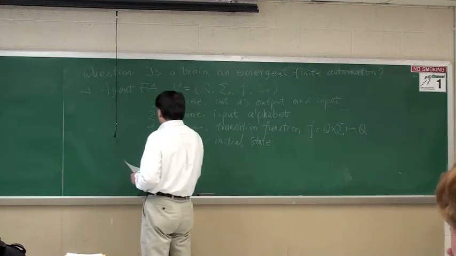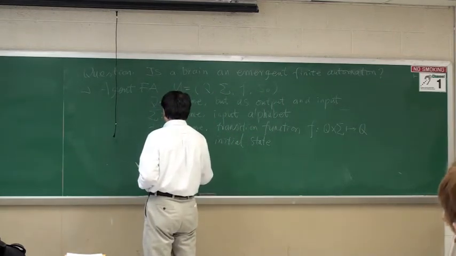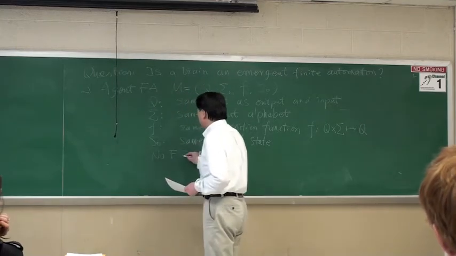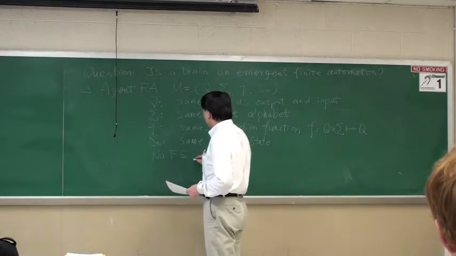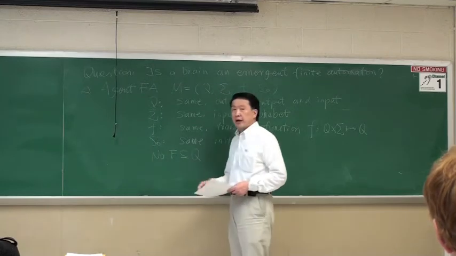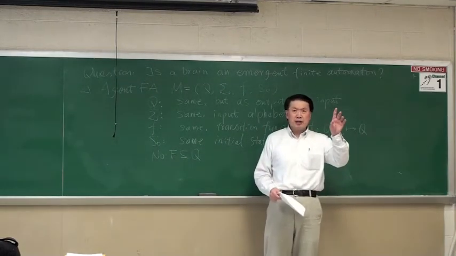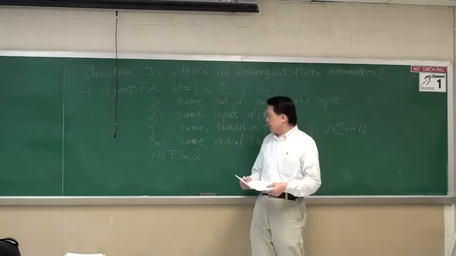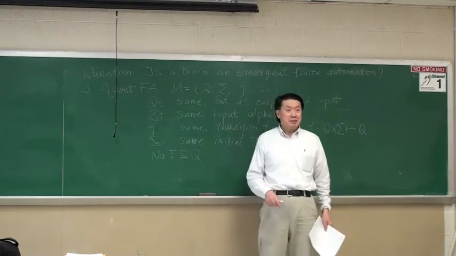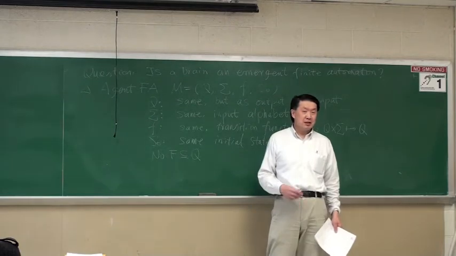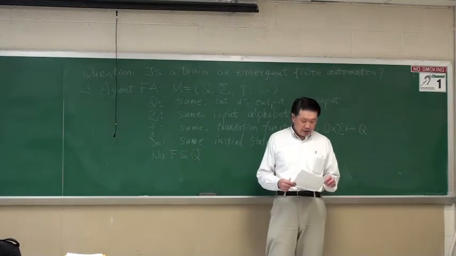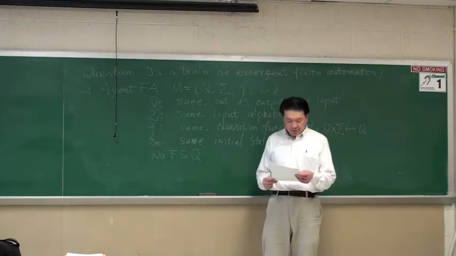Then we have no F. F used to be a part of the set of states. Now we don't have that, all right? Because the agent FA basically directly outputs a state instead of outputting accepting or not accepting, right? Because acceptor is a special case, so we don't need that, all right?